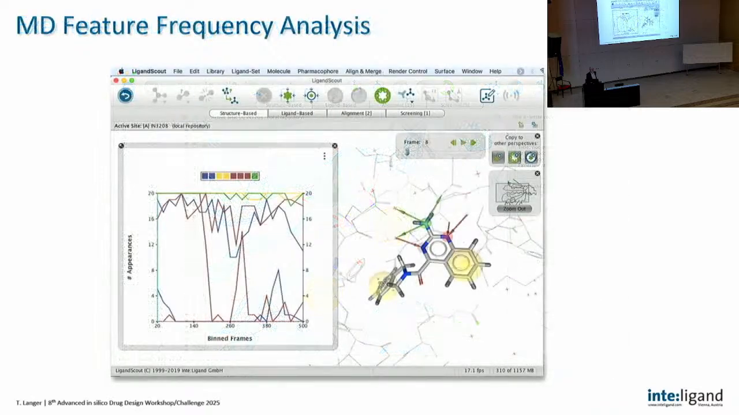And so what we can see here is that we can look at feature frequency plots, for instance. Here you see all the pharmacophore features that this ligand can make, and they are color-coded. Here blue is aromatic, yellow is hydrophobic, red is H-bond acceptor, green is H-bond donor. So you can see here the feature frequency. For instance, H-bond donor is there all the time, almost all the time. Hydrophobic is almost there all the time. And then some of them are coming and going. And in this way, you can also get an idea of what the features are that are really important for a compound to bind and stay very long in the binding site, for instance.